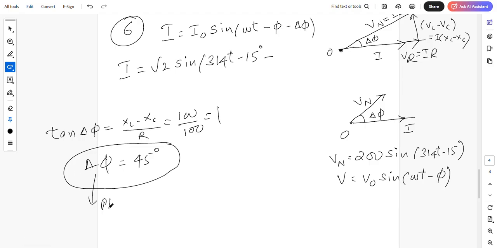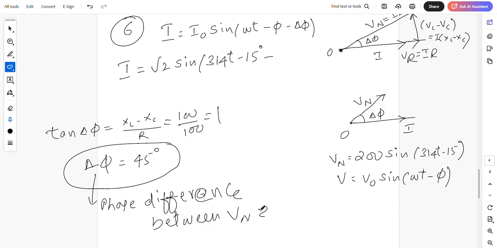This is the phase difference between the net voltage V and the total current, minus 45 degree. Now I can write this as: I is equal to root 2 sine of 314t minus 60 degree. I can write this as minus 60 degree.